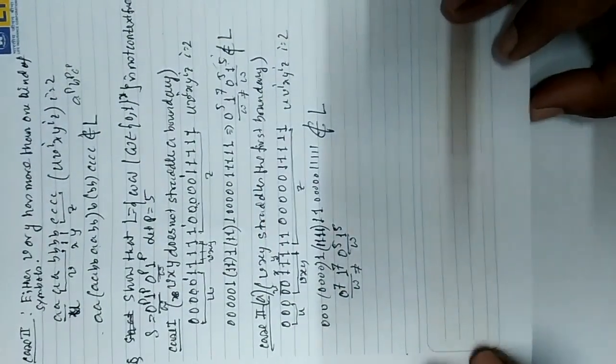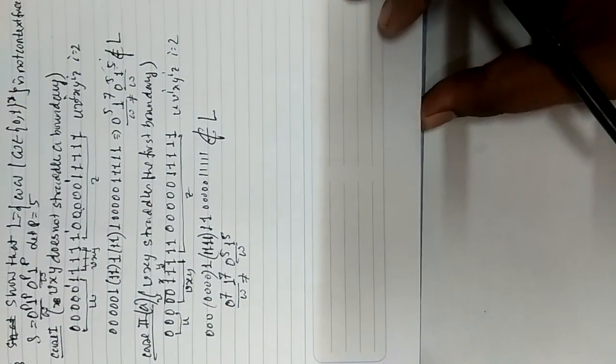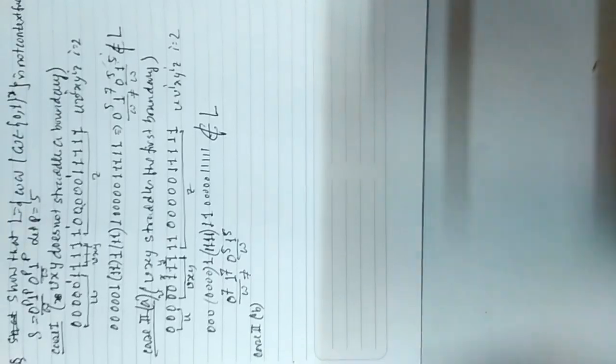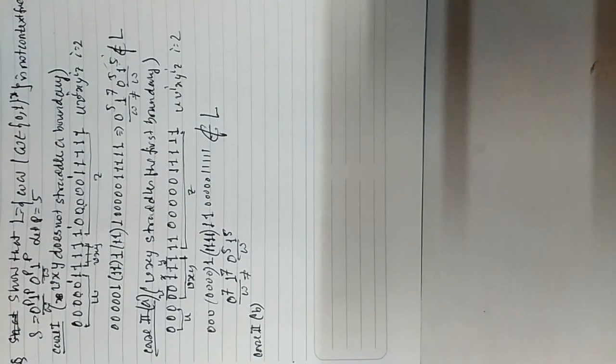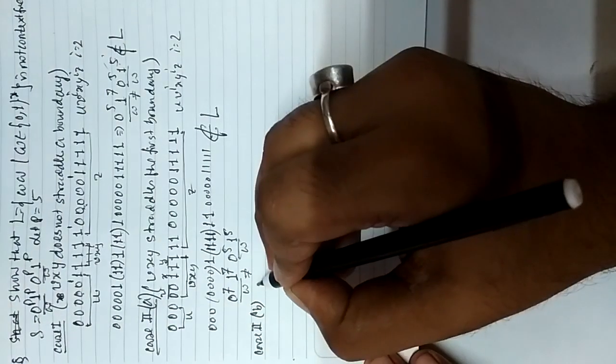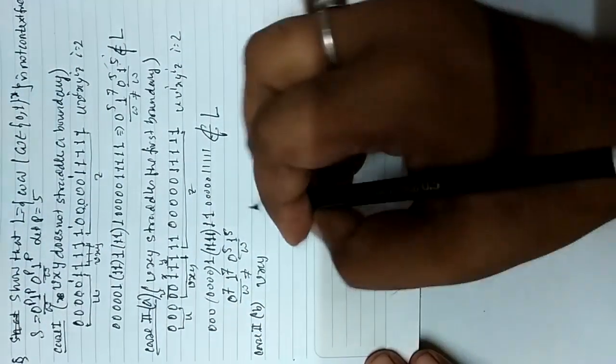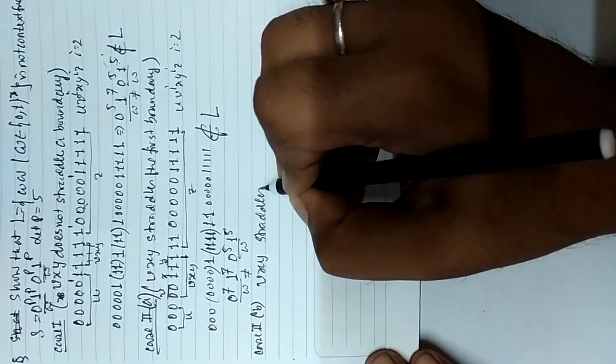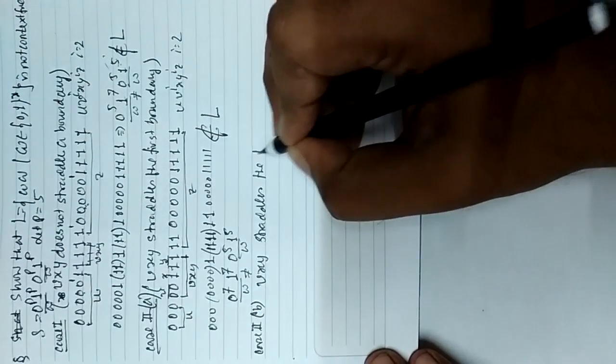Okay, next we will go for case 2B. So case 2, let us say B. So in case 2B, that is Vxy straddles the third boundary.